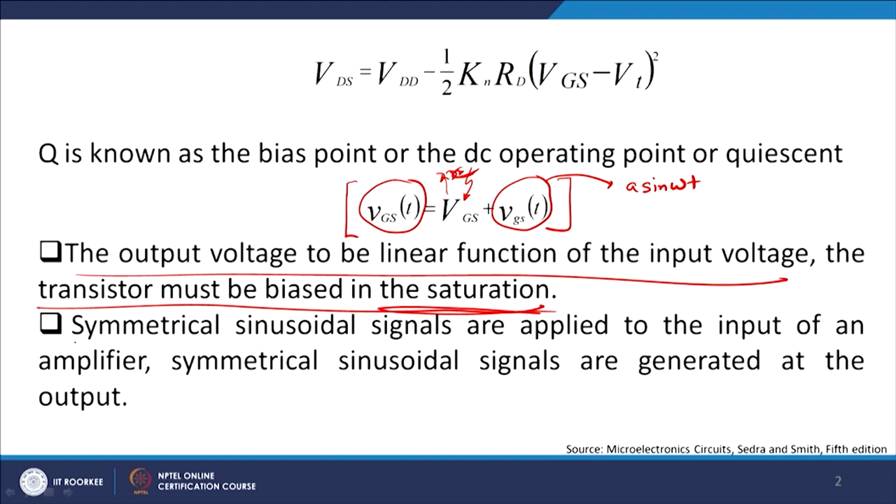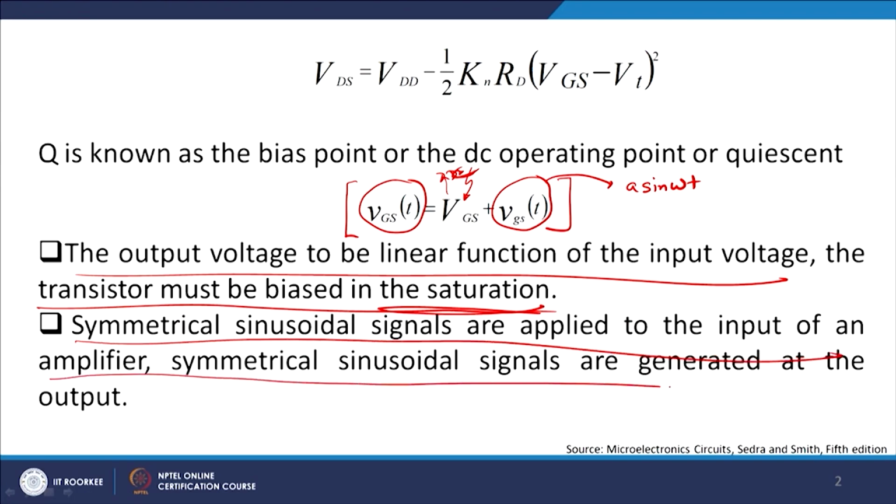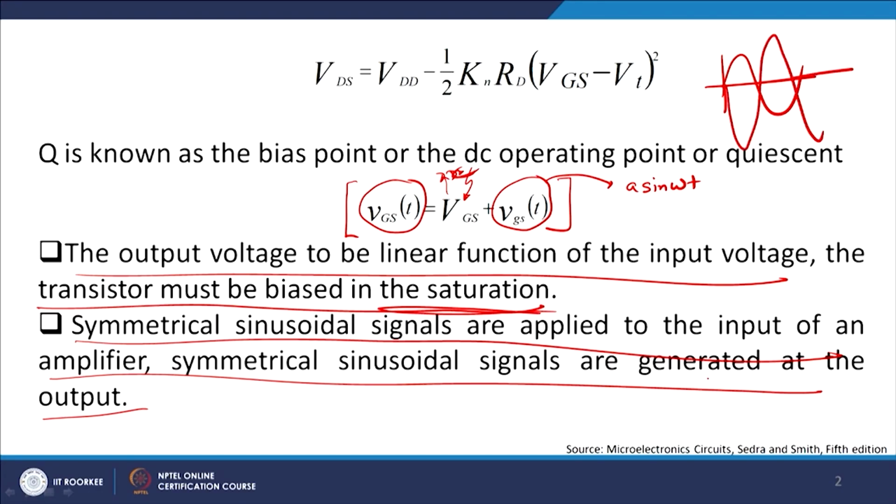Now, what you do is you apply a symmetrical sinusoidal signal to the input of an amplifier, and you get a symmetrical sinusoidal output on the output side. So, you apply maybe a sine wave like this, and you automatically get on the output side an amplified sine wave like this, 180 degree phase shifted, fine. This is one important point which you should take care of in all respects as far as this device is concerned.